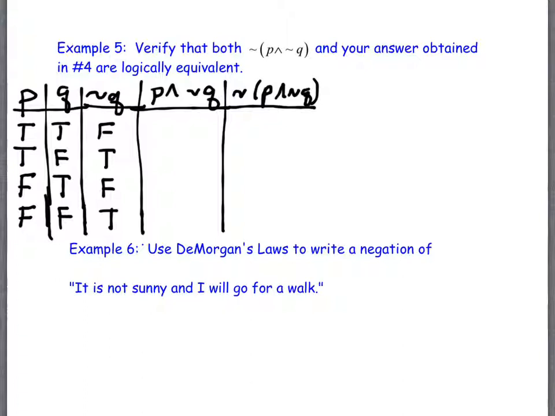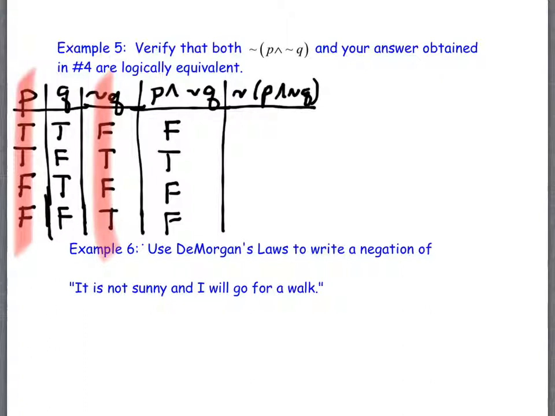All right, the next part says that I'm supposed to take column P and column tilde Q, and I'm going to compare them with the conjunction and. When is an and statement true? When they're both true. So on row 1, I have true, false, which is false. On row 2, I have true, true, which is true. On row 3, I have false, false, which is false. And on row 4, I have false, true, which is false.